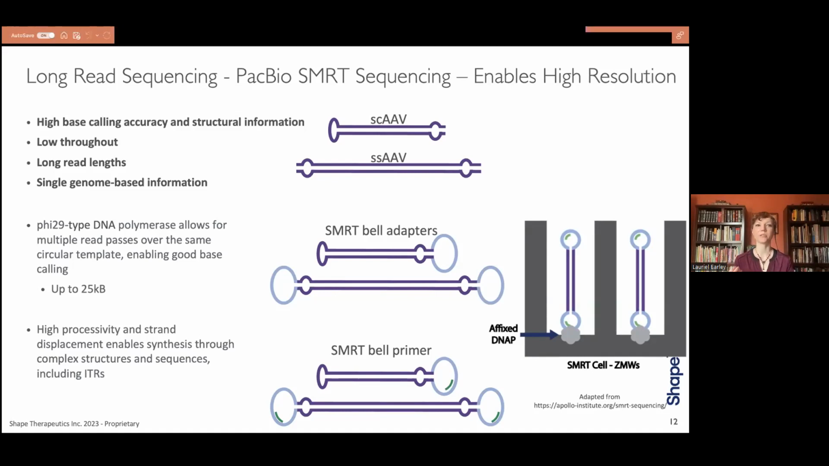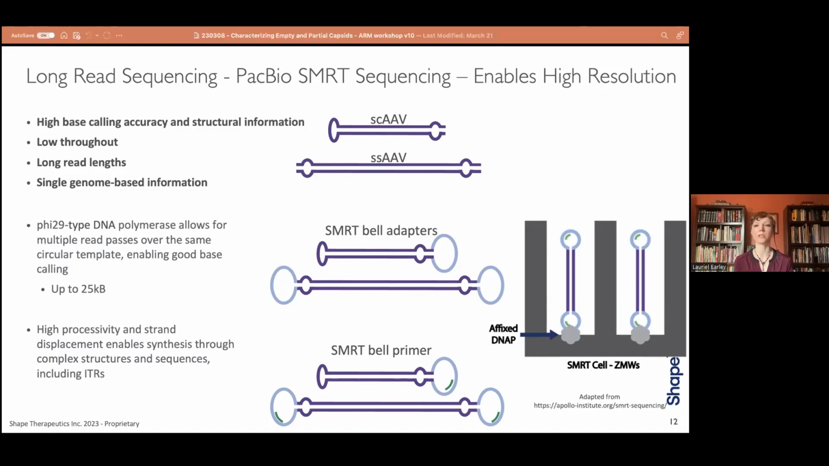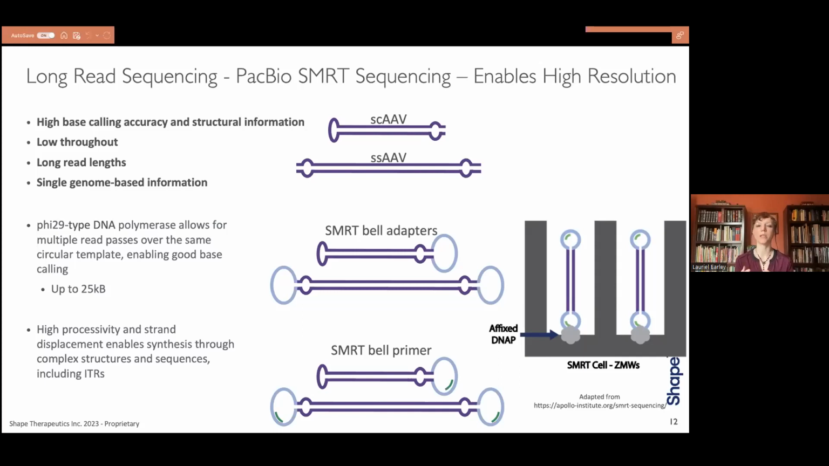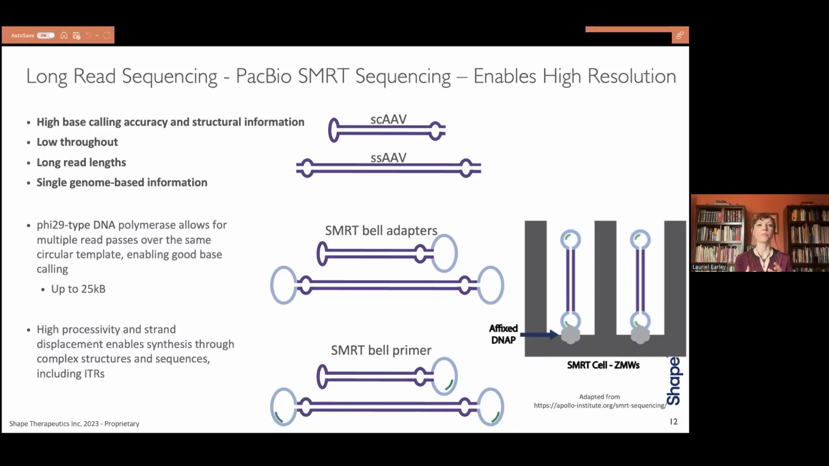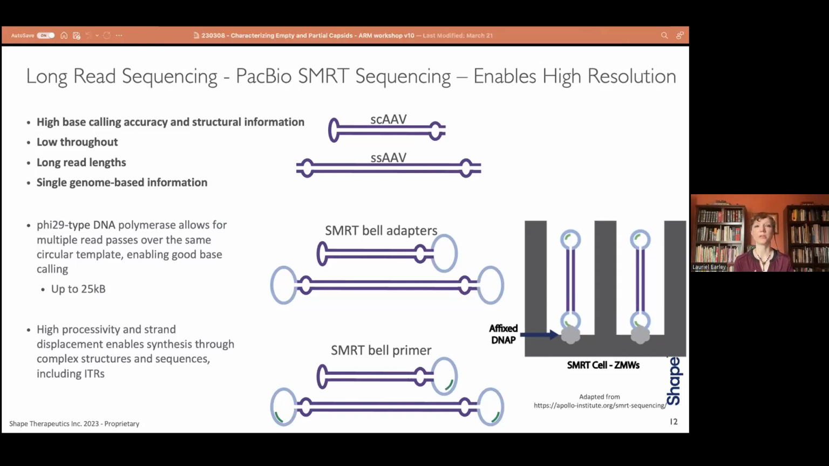And in the SMRT cell, there's a fixed phi29-type DNA polymerase. This type of polymerase has really high processivity and good strand displacement. So it's able to sequence that AAV vector genome multiple times and even get through the ITR sequences, which are pretty challenging for other sequencing methodologies. Unfortunately, it is low throughput and the data processing takes quite some time. You do have higher base calling accuracy than with nanopore, and you get good structural information, and you do get those single genome-based information.